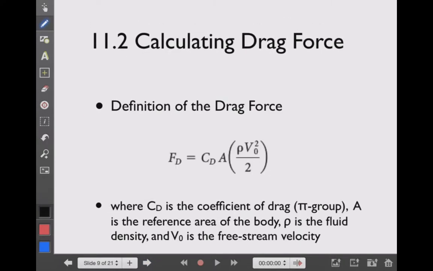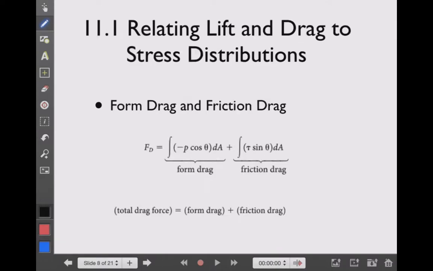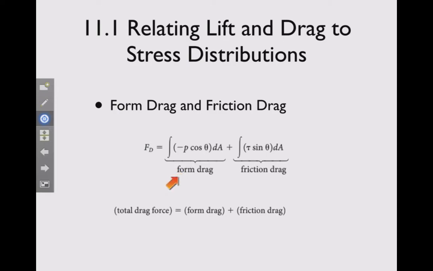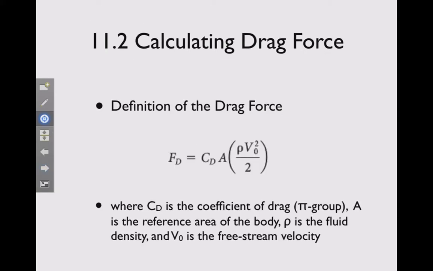And the definition of the drag force, in addition to being defined as we saw it before in terms of form drag, which is due to the pressure distribution on an object, and the friction drag, which is due to the shear stresses. In addition, we can write the equation this way, or we can write it in terms of the non-dimensional number, which is called the coefficient of drag. This is a pi group, and A is some reference area of a body under consideration. It might be an airfoil or a cylinder or a sphere inside the fluid.